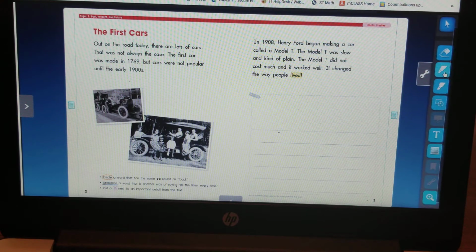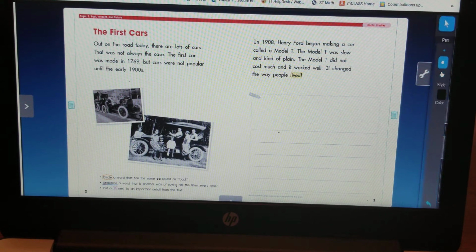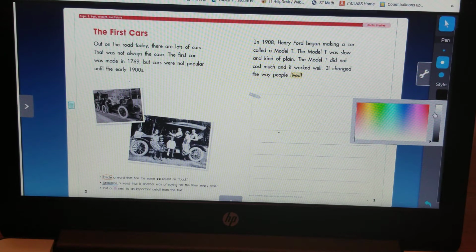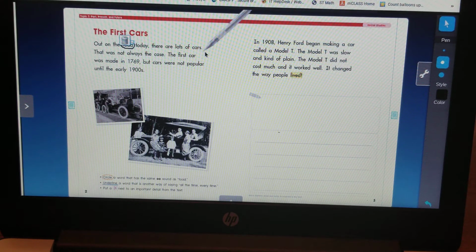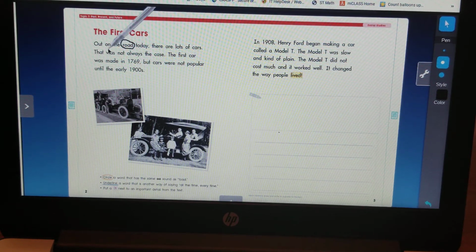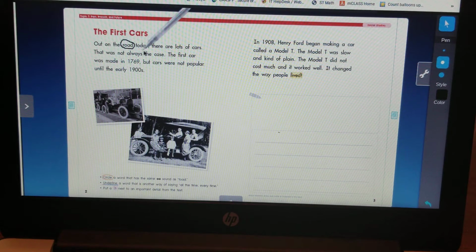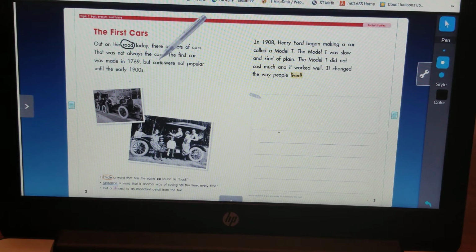Okay, I'm going to activate my pen and get a color. Let's see. Out, I see an O, but that's not a long O. Out on the road. Oh, that has OA too. Let's see. Circle it. Yes. Out on the road, there are lots of cars. That was not always the case. The first car was made in 1769, but cars were not popular until the early 1900s.